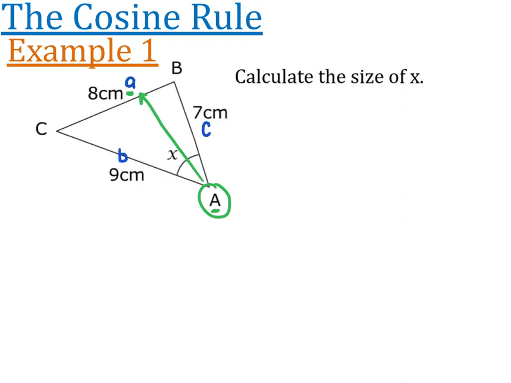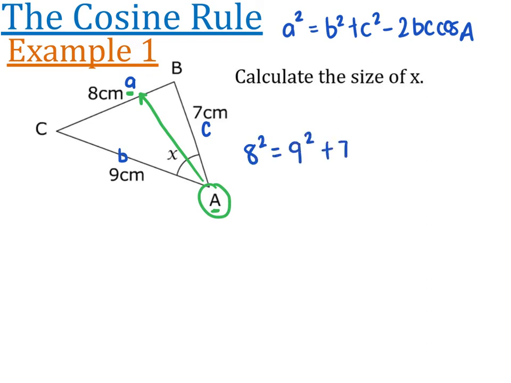So I'm going to go ahead and, like I said yesterday, I'm going to write down the formula. A squared is equal to B squared plus C squared minus 2BC cosine A. And then I'm just going to go ahead and fill in what I know. Okay, so I know A is 8. So 8 squared is equal to 9 squared plus 7 squared minus 2 times 9 times 7 times the cosine of A. I don't know how much A is. I'd like to find that.